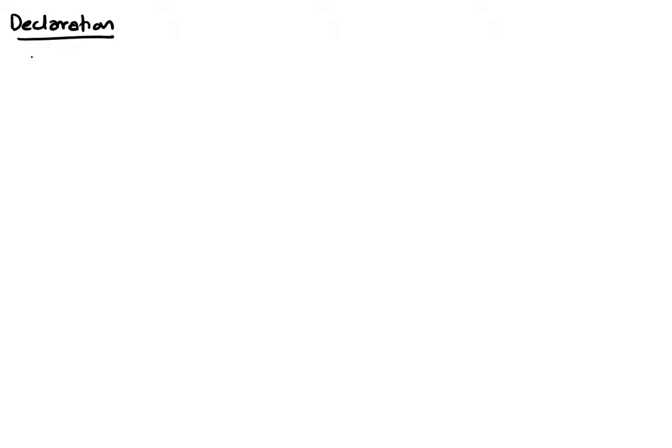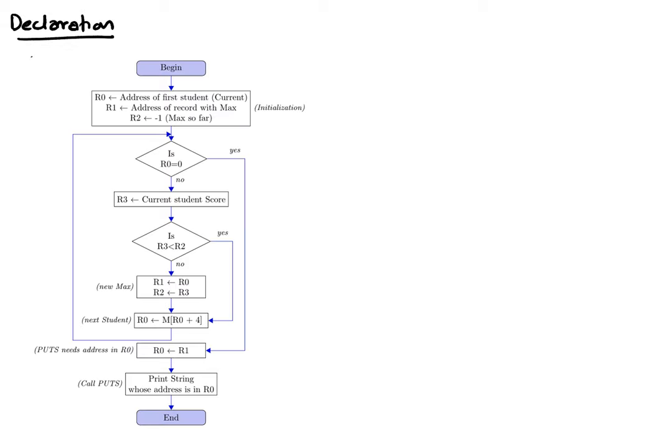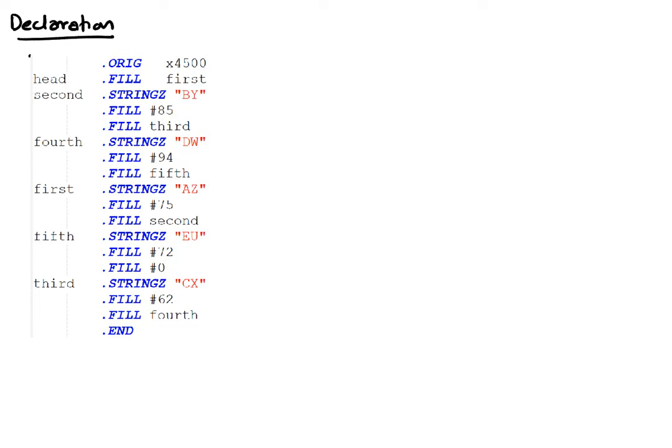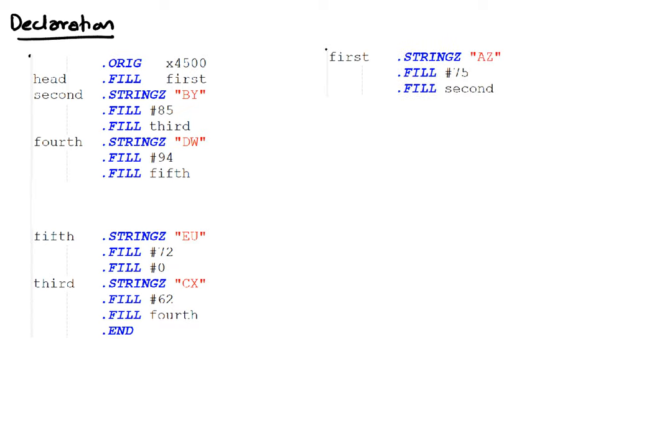We're going to declare a linked list. And here is our linked list. And we're saying that the head is stored at memory location 4500. And what I'm going to do is move my first node, this guy, to somewhere else so that you can see the point of the fact that they don't have to be contiguous.